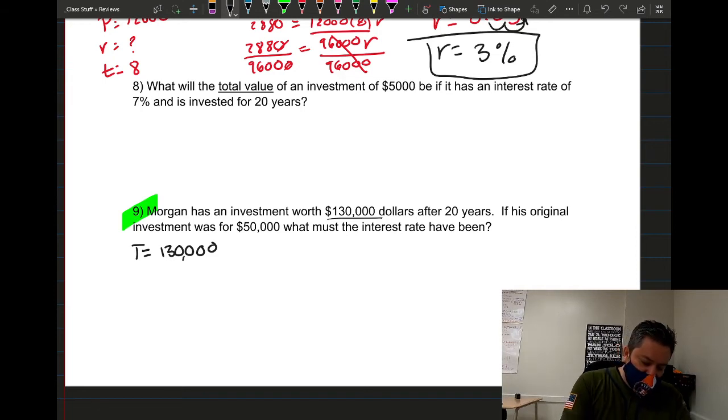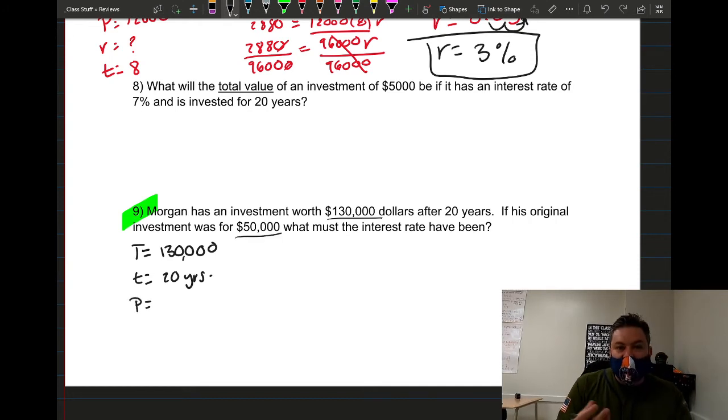After 20 years, time. Notice, T for total is uppercase. Time on the formula is lowercase. It's 20 years. If the original investment was $50,000, right here, that's going to be my principal. That was the original investment.